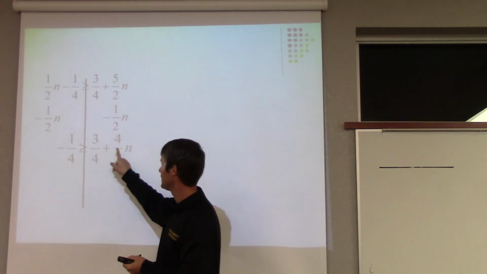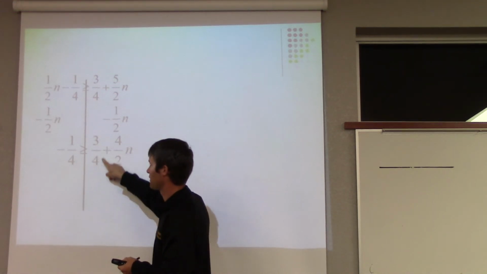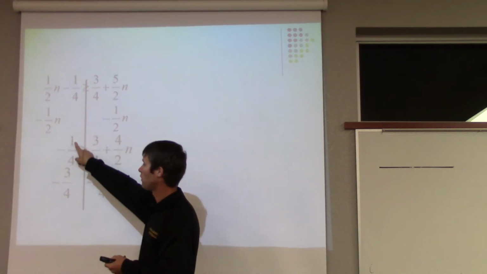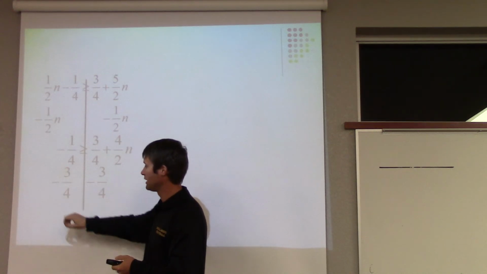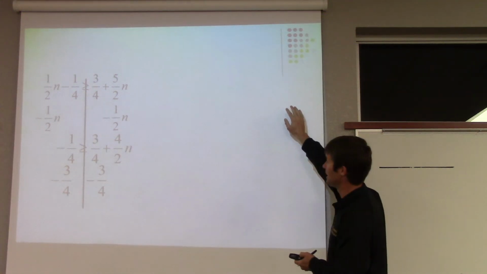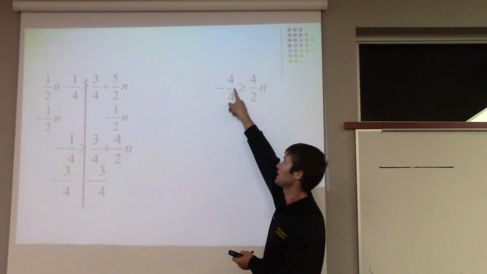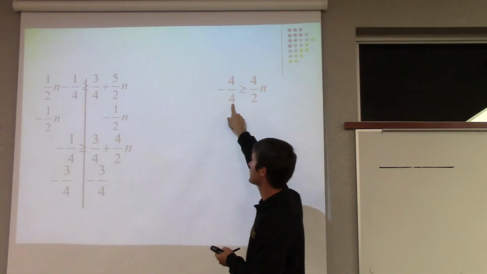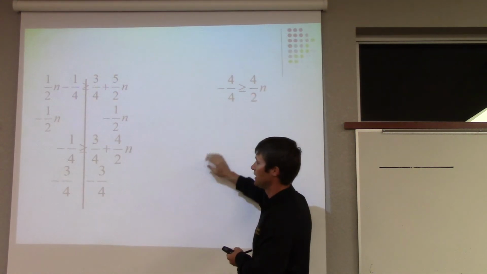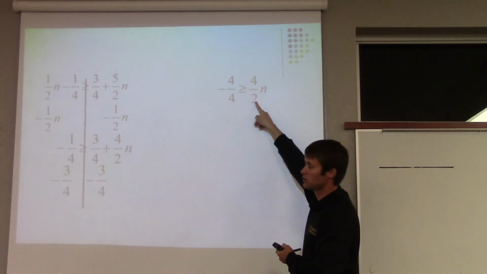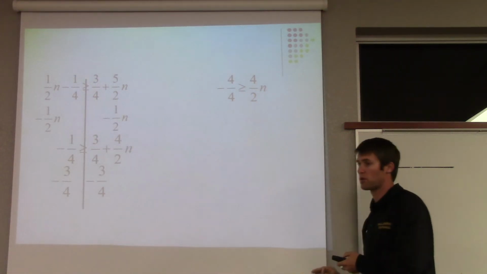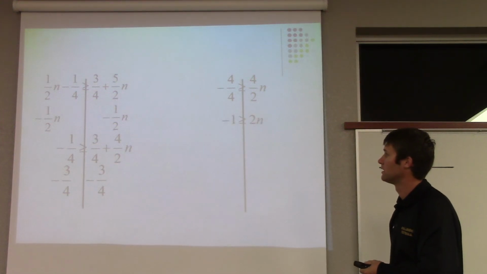Now we want to get n by itself, so we need to get rid of 3/4. We do that by subtracting it. So negative 1/4 minus 3, and it actually comes up over here, would be negative 4. So negative 1 minus 3 is negative 4. Keep your denominator the same. Now we can go ahead and simplify. 4 over 2 would be 2. Negative 4 over 4 would be negative 1.